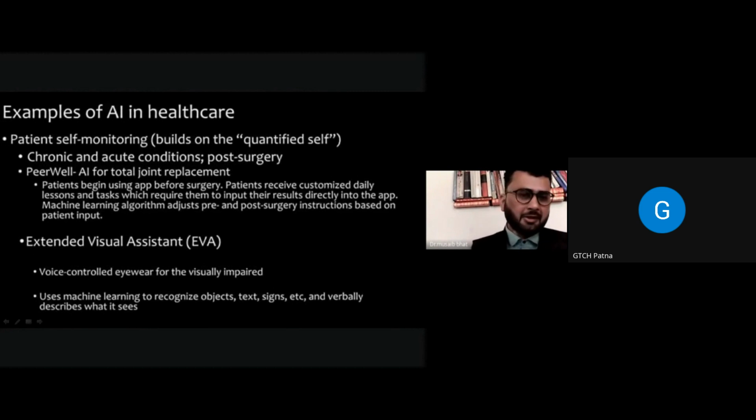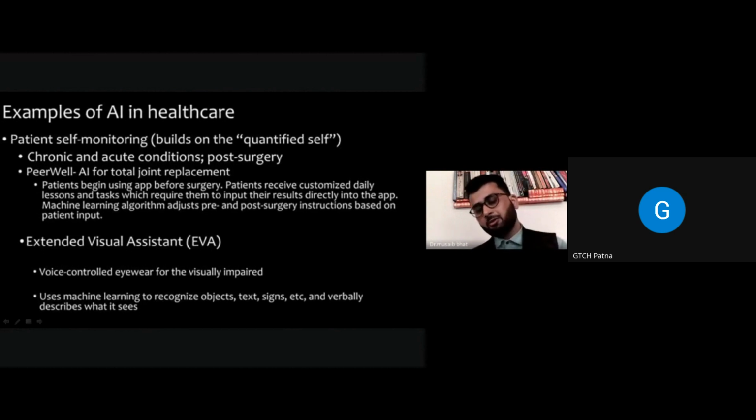So there are some examples of AI in healthcare. We have patient self monitoring, chronic and acute conditions, post surgery. Peerwell, I had heard about this. This was an AI tool that was utilized for joint replacement. The patient had to enter their information and their signs and symptoms in this tool, and it was able to provide them information before and after surgery. Then we have this one, which is going to be a revolutionary tool. It is the Extended Visual Assistant, EVA.